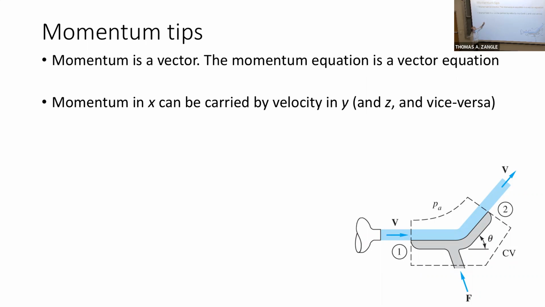Again, momentum in x can be carried by velocity in y, right? We saw that in this example. It can also be carried by velocity in z. Momentum in y can be carried by velocity in x, and so on, right? So just because you're dealing with x momentum doesn't mean that every velocity in the equation goes to the x component of velocity.